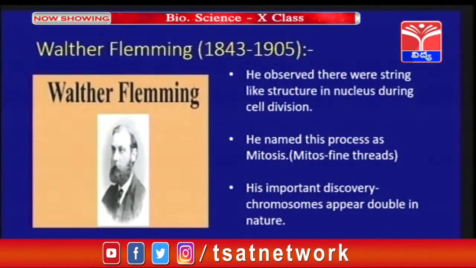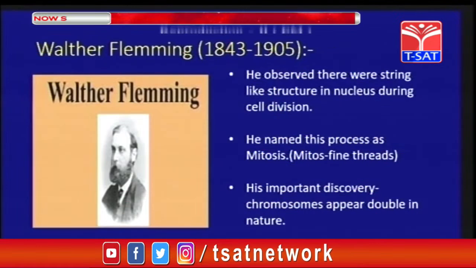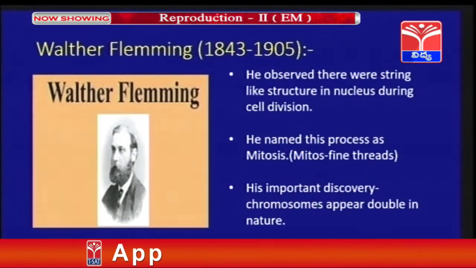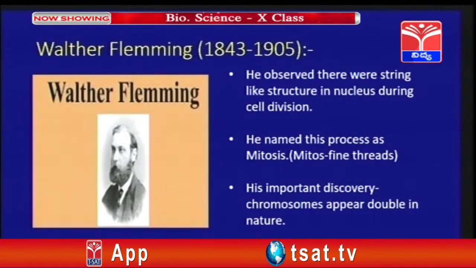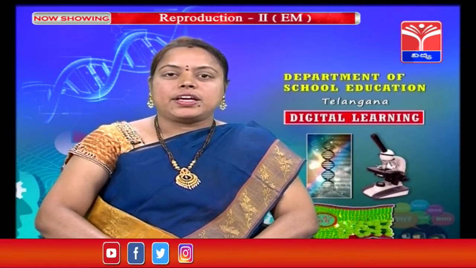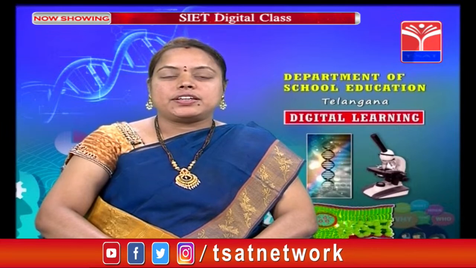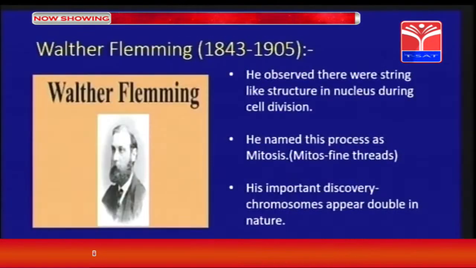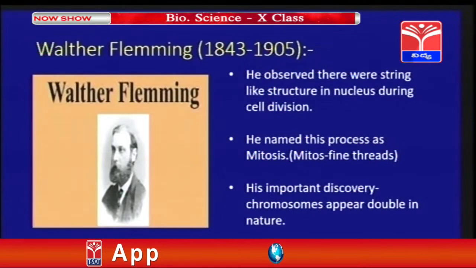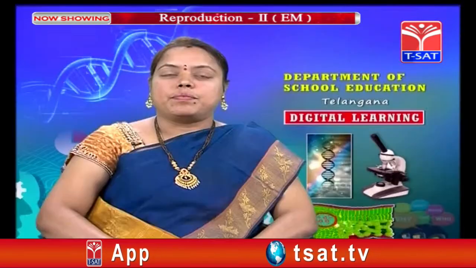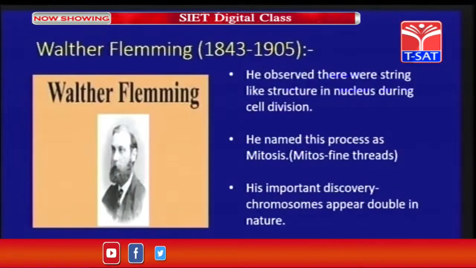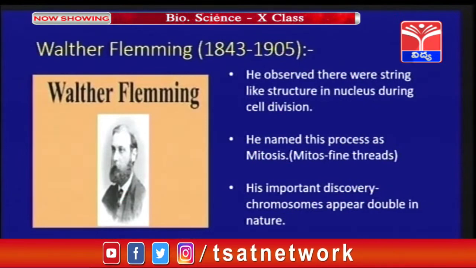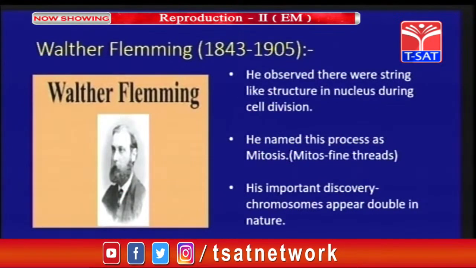Walter Fleming observed various plants and animals which had the capacity to divide. As a result, he discovered that during the process of cell division, there were string-like structures present in the nucleus, and he called these string-like structures chromosomes, and he also named the process mitosis. Mitos means thin threads, fine threads. His important discovery was that chromosomes appear double in nature.